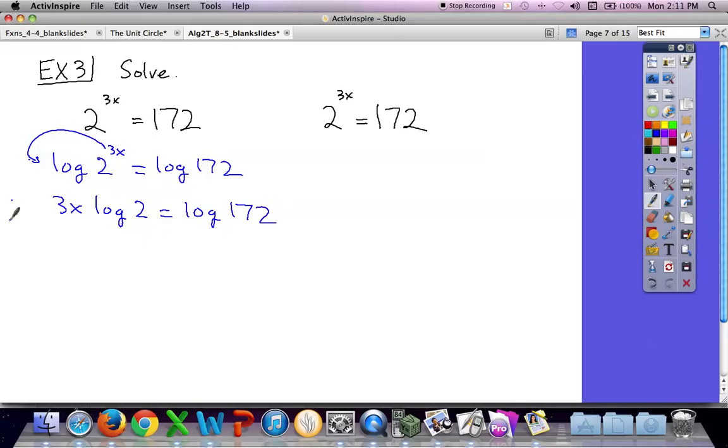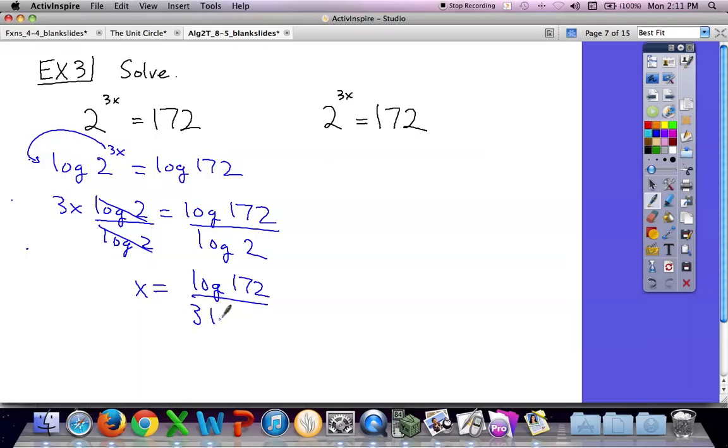Then divide by log 2, which gives us 3x equals that. And then the last step, divide by 3. So x equals log of 172 over 3 times the log of 2. Okay.